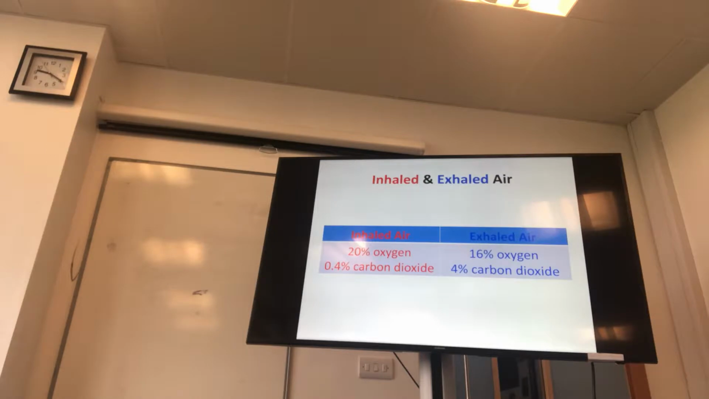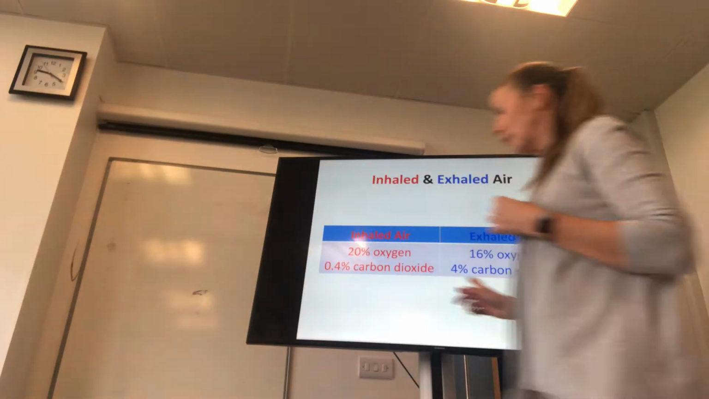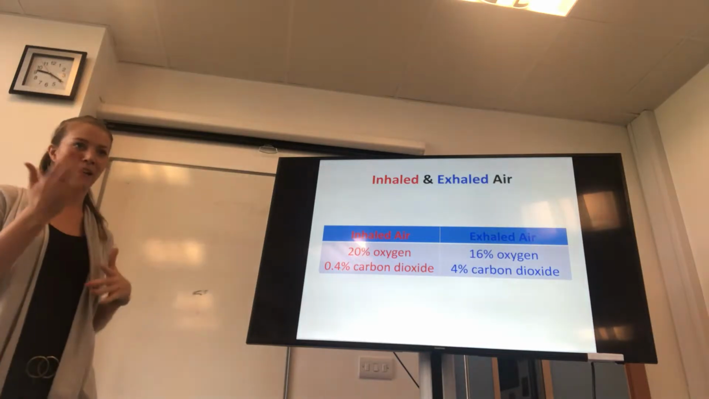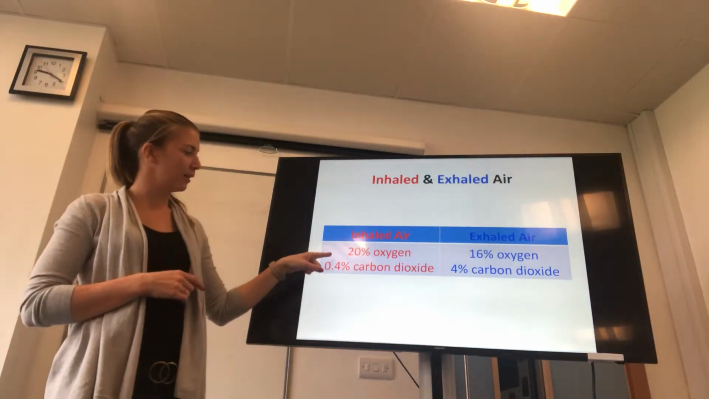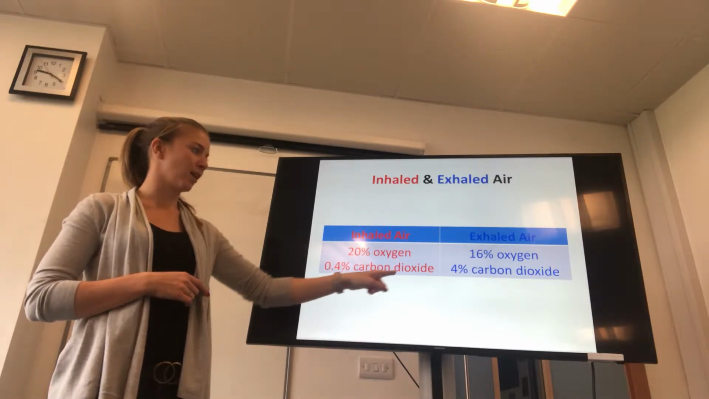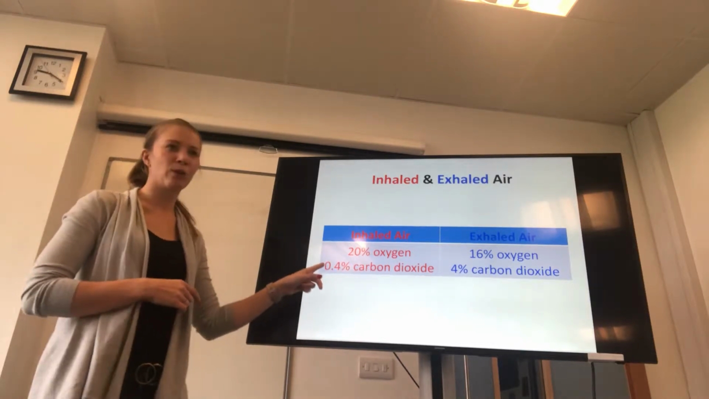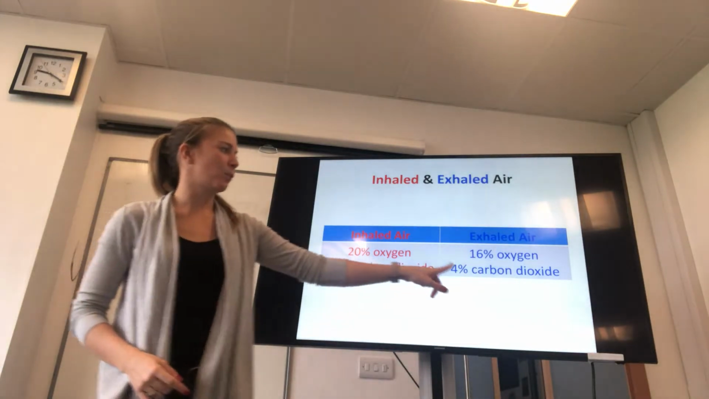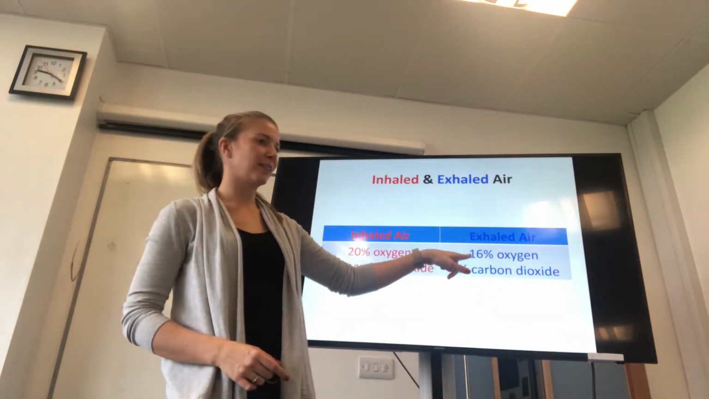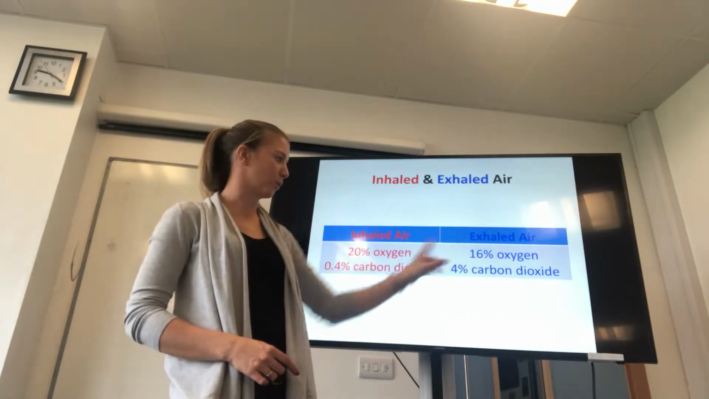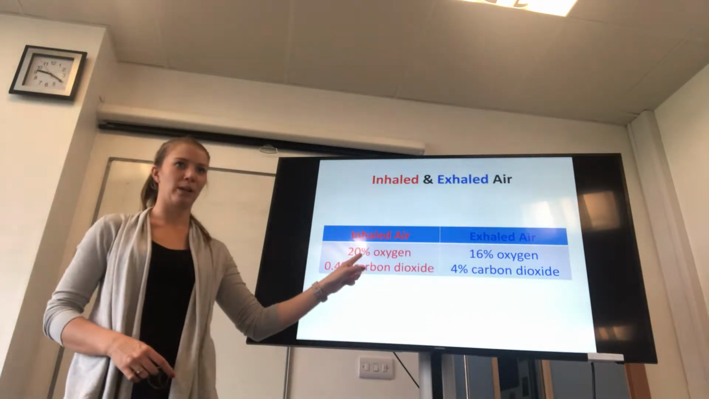So that's what we're going to look at today. One of the things that you need to know is what's inside the air that we inhale and exhale. When we inhale air, 20% of it is oxygen and 0.4% is carbon dioxide. If we're rounding, we round that down, so we're still on 20%. Then when we exhale, there's only 16% oxygen now, so there must be 4% carbon dioxide, because we still want that 20% of what we're looking at.